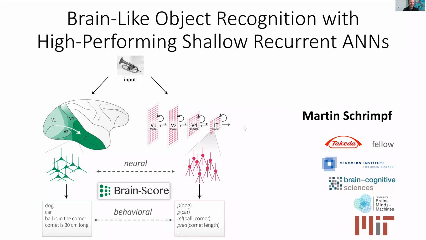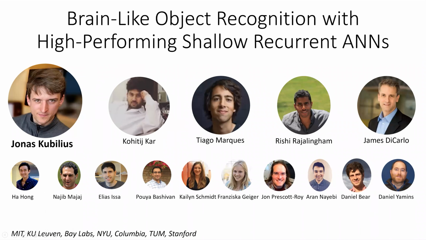Okay, so the title of this is Brain-like Object Recognition with High-Performing Shallow Recurrent ANNs. And I really want to start by acknowledging that this is not just my work, this is really a collaboration with many wonderful people. Most of all, I want to highlight Jonas Kubilius, who, especially for the two topics that I'm going to talk about, has contributed a large share of the work as well. And all of this is under the supervision of Jim DiCarlo.